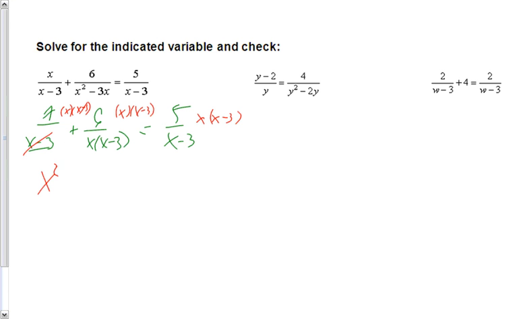So I'm left with x squared on this one. The x minus 3 cancels there. Oh, the x cancels there. Plus 6. That cancels that. I'm left with 5x. Well, quadratic, get everything equal to 0. Subtract 5x from both sides. And then this factors. x.